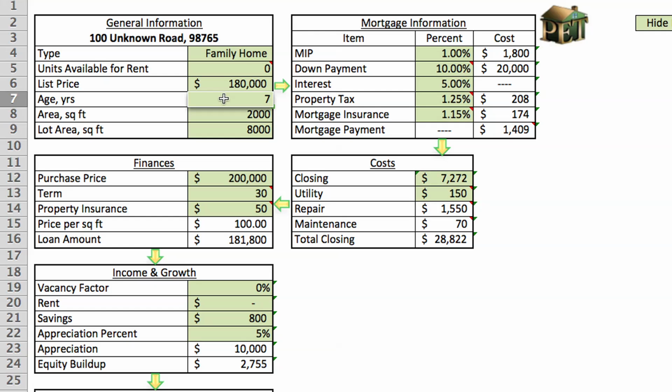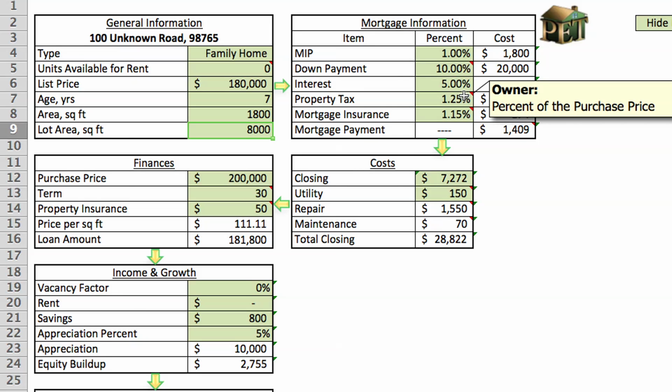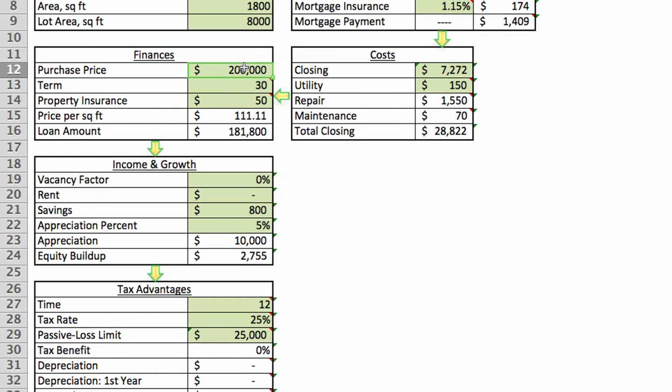Let's say it's 7 years old rather than 3. The square footage, let's say it's a little bit smaller. Let's go 1,800 square feet. And let's say the lot area is the same. That's not going to be a big difference. The mortgage information, let's assume that's all the same. Finances are all going to be equivalent. Now, I'm going to put here the $180,000 for the purchase price.